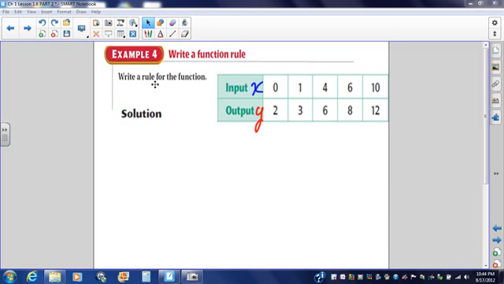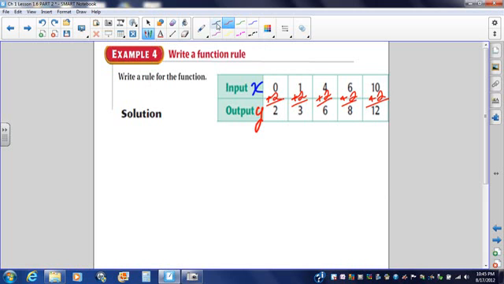Alright, so I'm asked to write the rule for this function table. Well, it should be pretty easy to see. 0 plus 2 gives me 2. 1 plus 2 gives me 3. 4 plus 2 gives me 6. And if I check the rule the rest of the way, if I add 2 each time, it works.